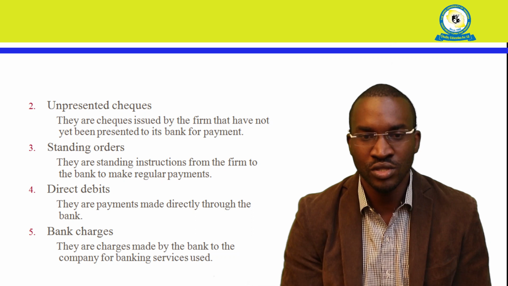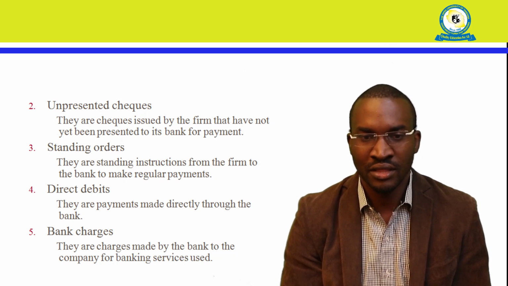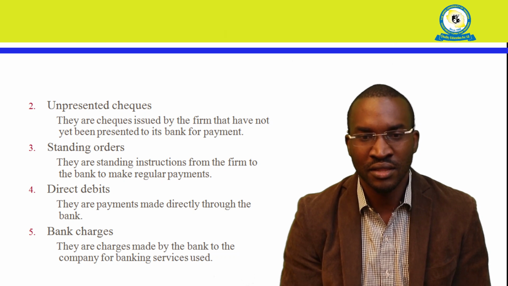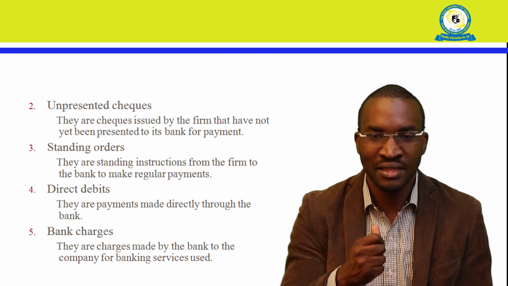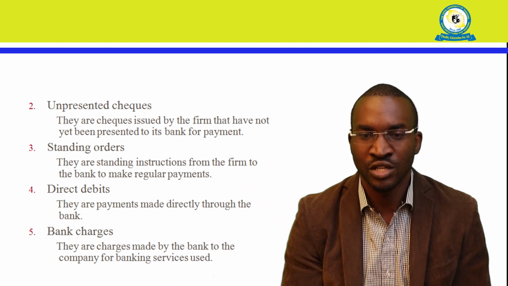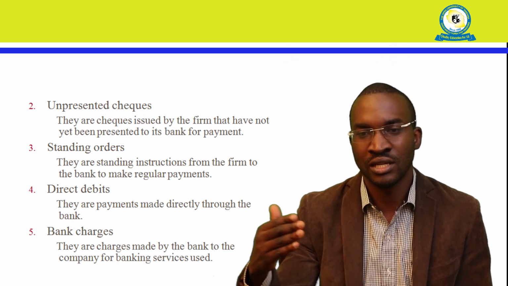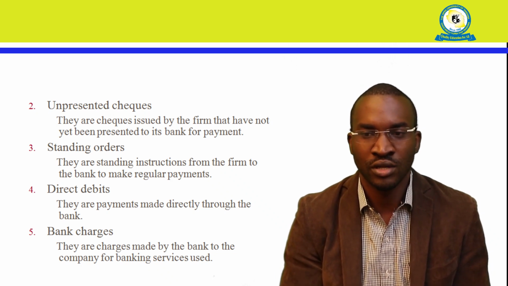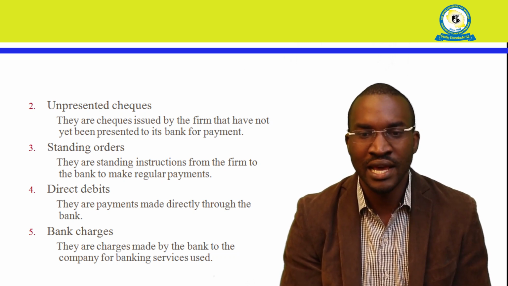Another term that is used is standing orders, which is also a very big reason why you might find these statements do not agree, that there is a difference between the bank statement and the cash book. Standing orders are standing instructions from the firm to the bank to make regular payments. You might have a standing order to transfer a certain amount of money to a certain account, but you did not record that in your cash book, so you find disagreement between the two statements. Direct debits are payments made directly through the bank.